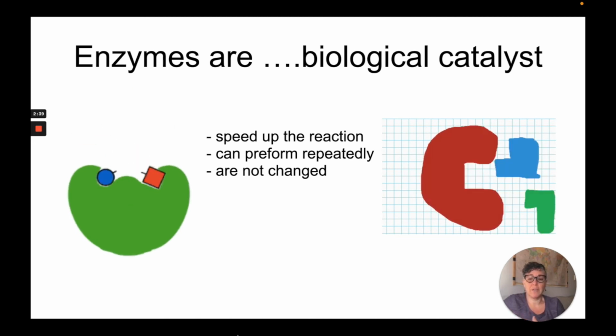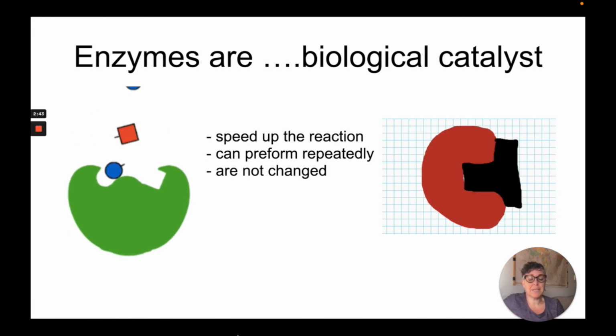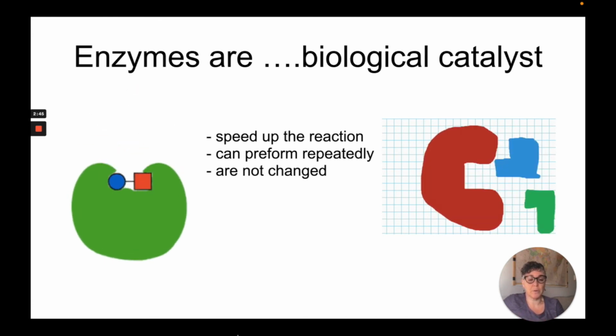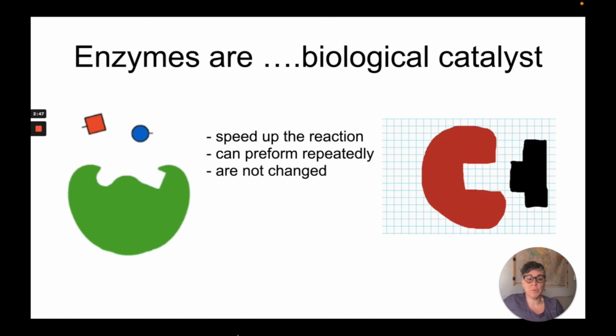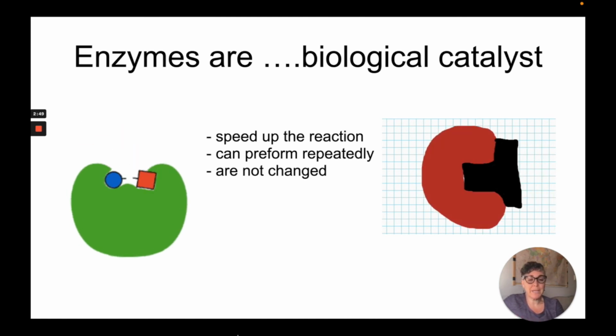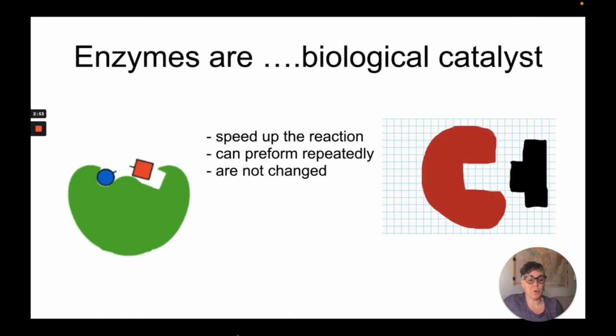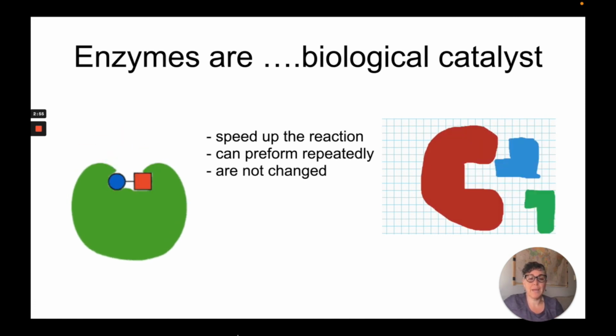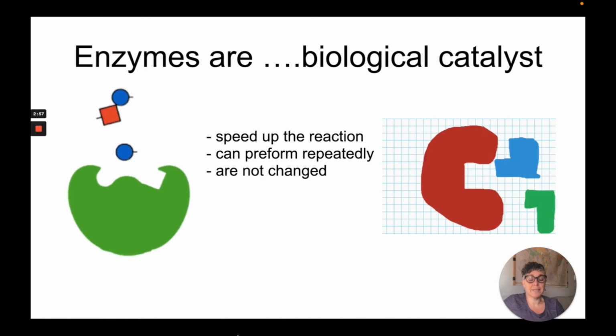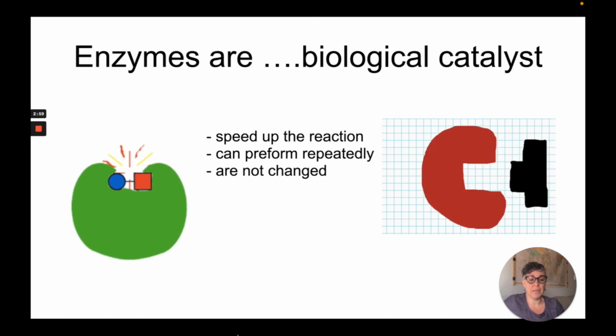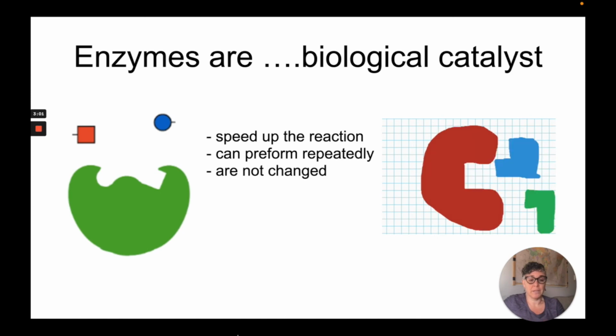So they can either, as we see on the left-hand animation, take reactants and put them together to form a larger molecule, or as we see on the right, they can take one larger molecule and break it down into smaller components. Again, the enzymes are not changed in any way by doing this process.